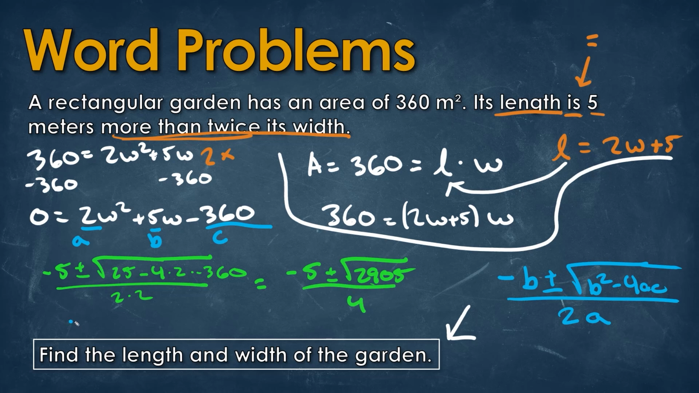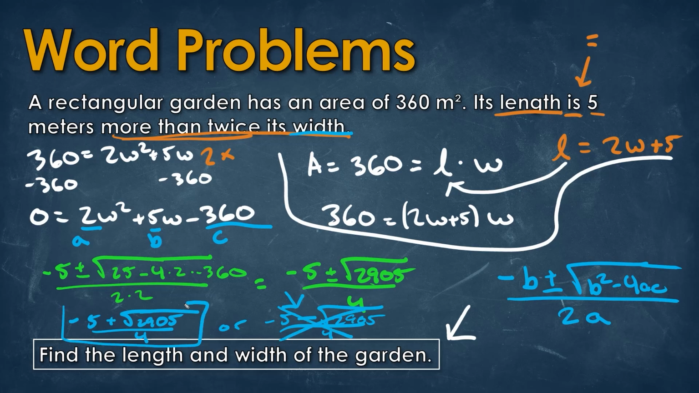Now this will give us 2 different answers: negative 5 plus the square root of 2905 over 4, or the option of negative 5 minus the square root of 2905 over 4. But this is going to be a negative value, and we can't have a length or a width that's a negative number. So that negative value can't happen.